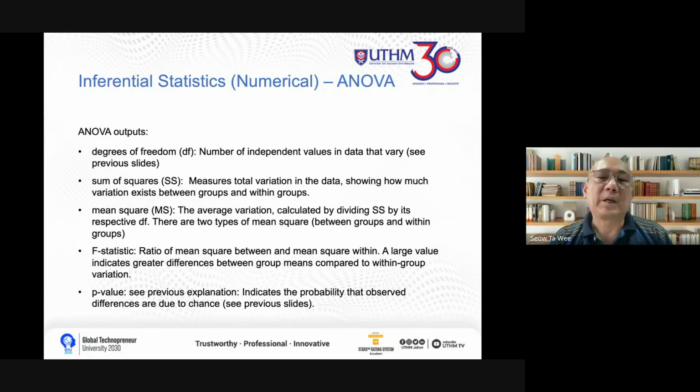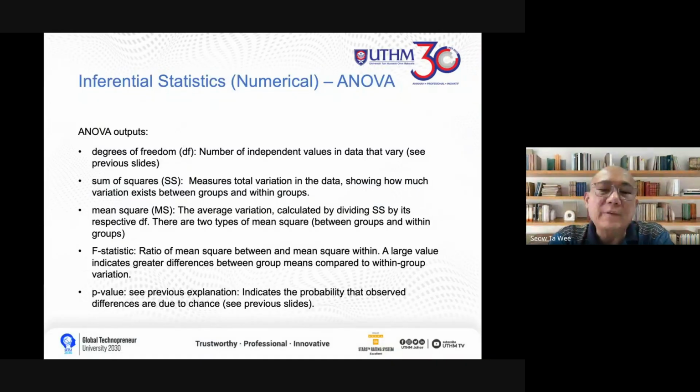Sum of squares, SS, is a measure of the total variation in the data, showing how much variation exists between the groups and within the groups. So mean square, MS, is the average variance calculated by dividing SS by its respective DF. Yeah, it relates to the degrees of freedom.